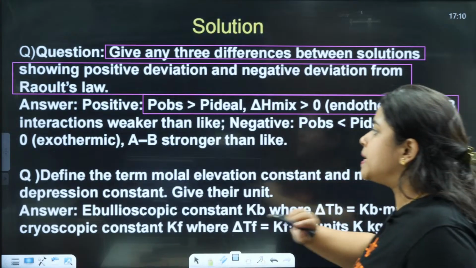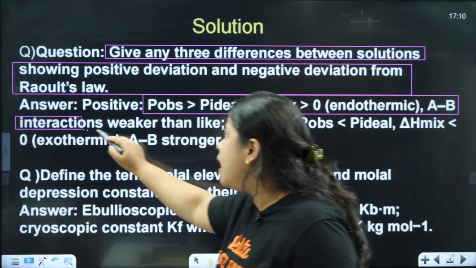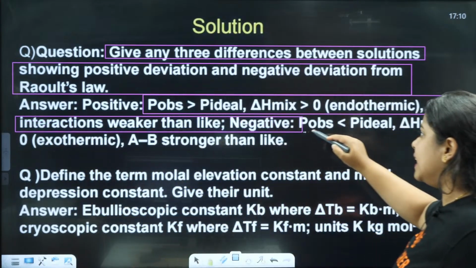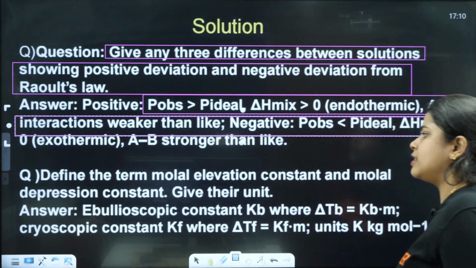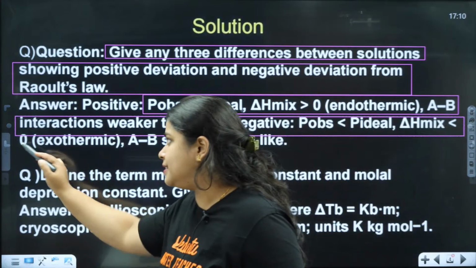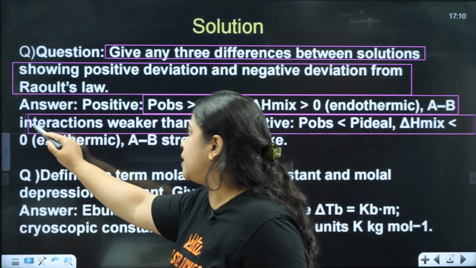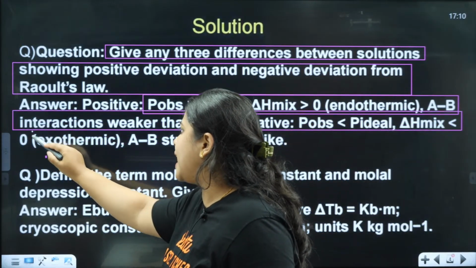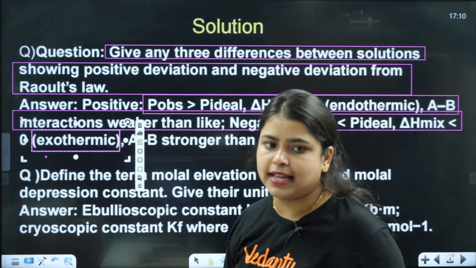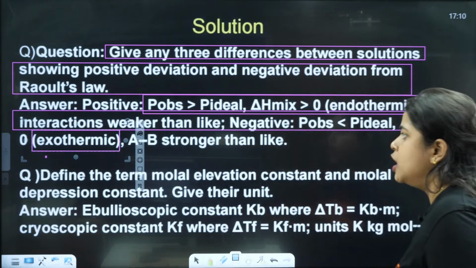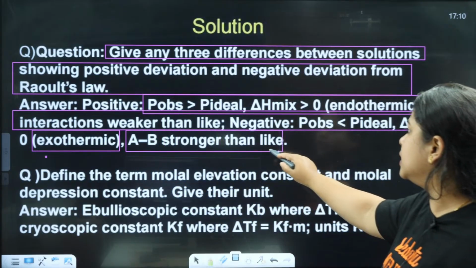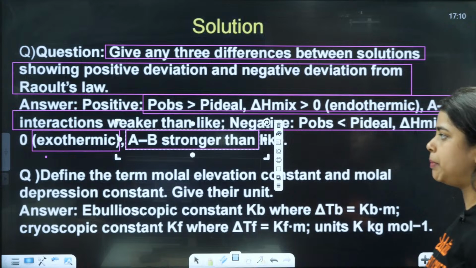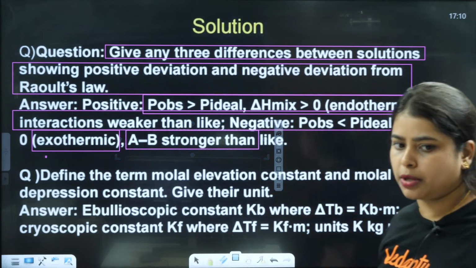So A minus B interaction is weaker than like interactions, and for negative deviation delta H mixing is going to be lesser than 0. So it will be exothermic. That will be called an exothermic process. So A minus B is stronger than like interactions. So this is what you people can write. So this is also a most important question.